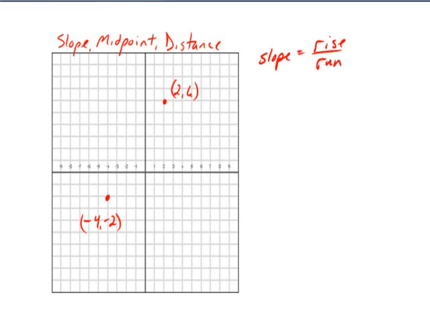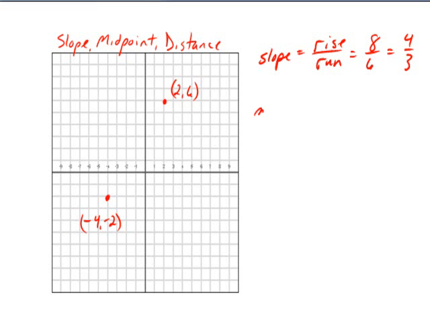So going from the point -4, -2, the rise would be going up 1, 2, 3, 4, 5, 6, 7, 8. And the run is the distance across that we go, 1, 2, 3, 4, 5, 6. So my slope is 4/3, 4 to 3.